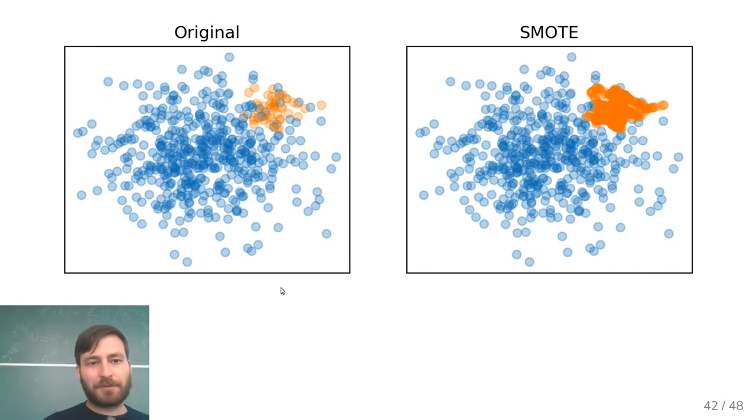To give an idea on the synthetic data set, basically we add a bunch of points to the orange minority class that are all contained within the convex hull. If your data set is like a blob, like it is here, then doing this makes a lot of sense, and you get just a bunch more data points. By default, you upsample until the classes are balanced.